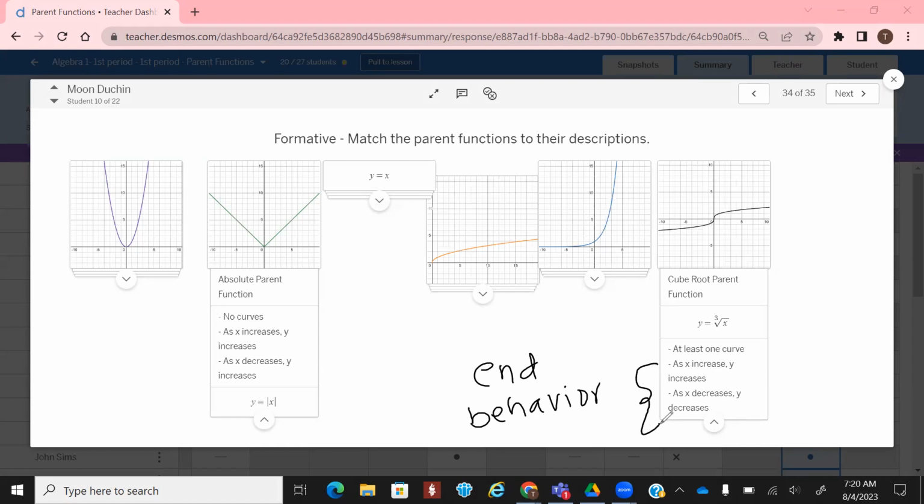Does that make sense? Whenever you're looking at it, you almost want to act like you're standing right here and then look to the right and then look to the left and see if it's going up or down. Does that make sense? So for end behavior, you're starting in the middle, you look to your right, then you look to your left and see if it's going up or down. Okay. Questions over this? Is that helpful?